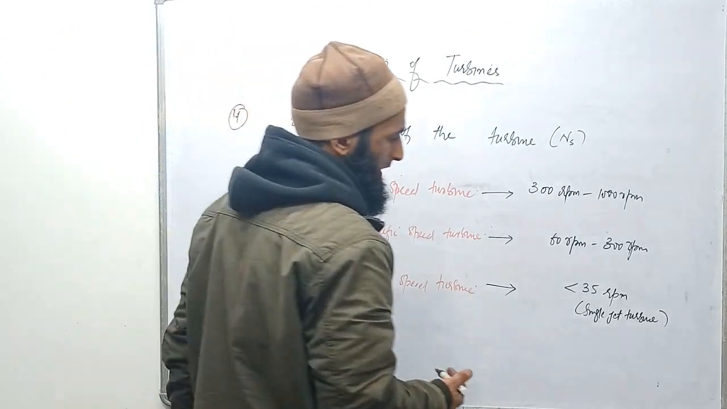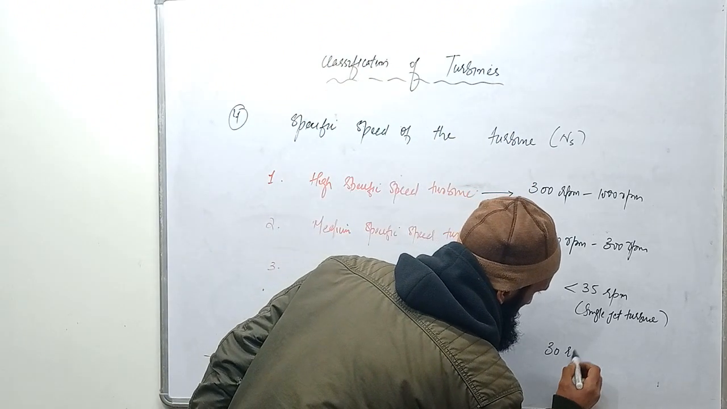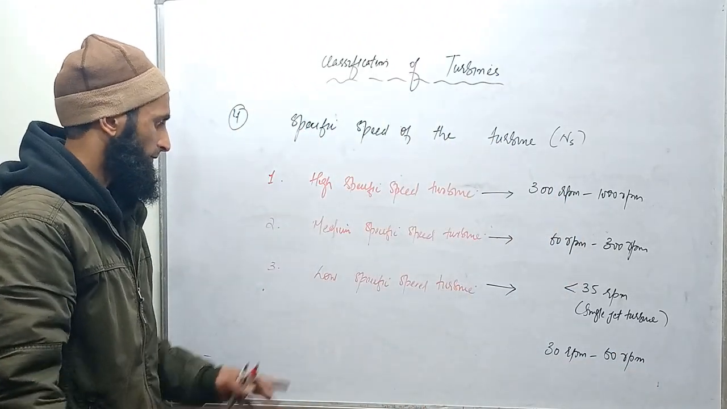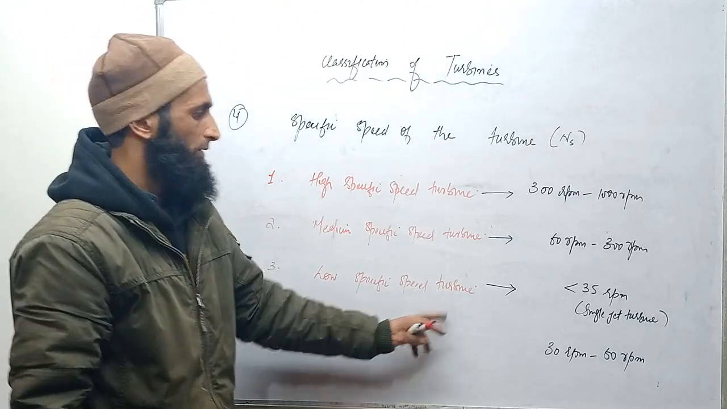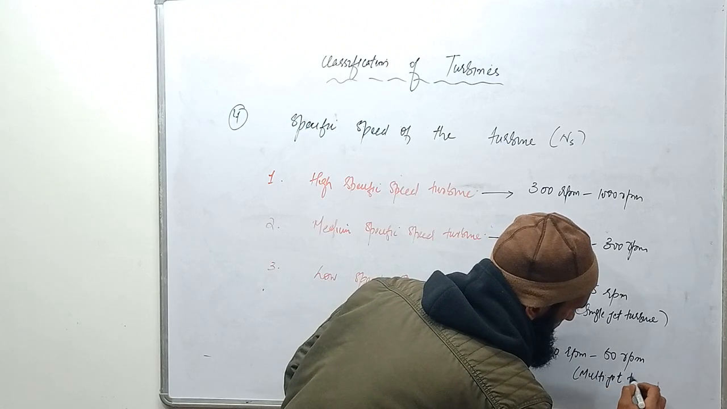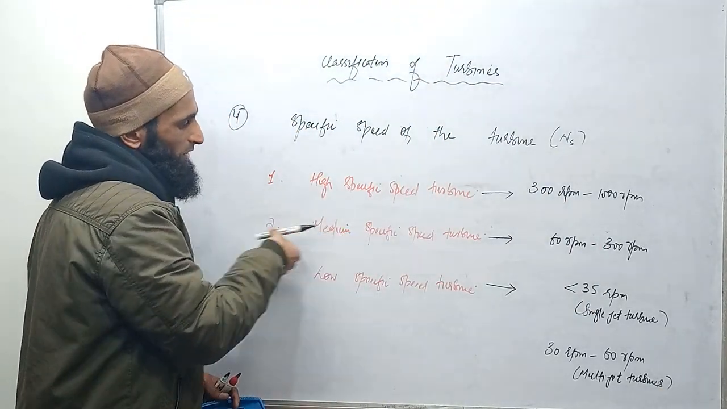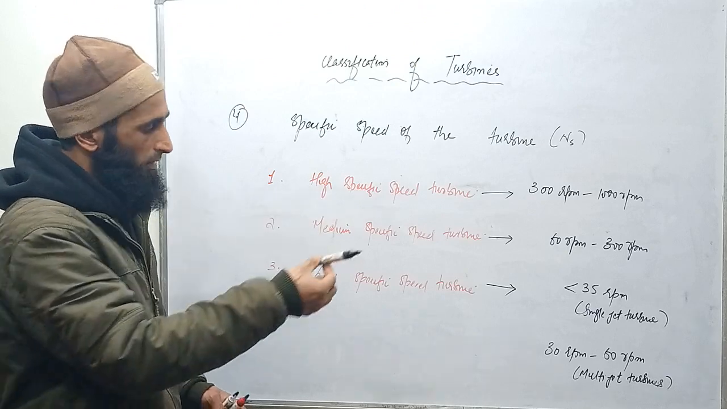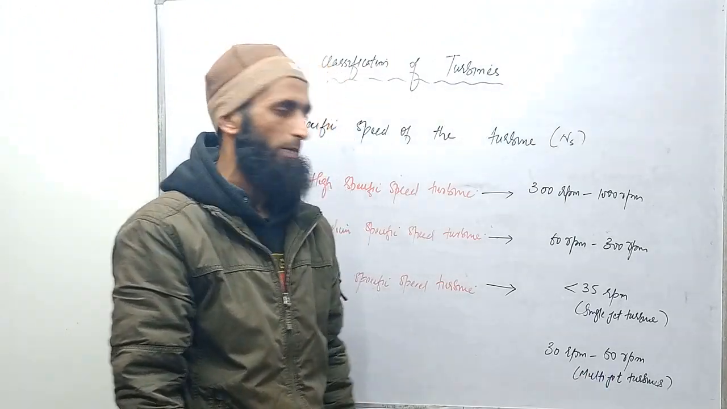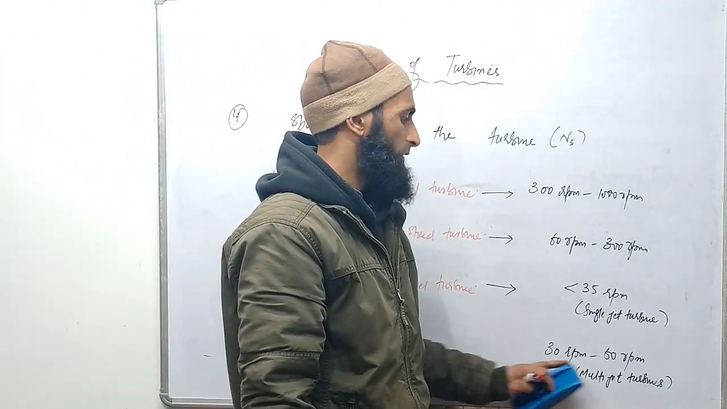And in case of multi-jet turbines, specific speed is from 30 rpm to 60 rpm in the low specific speed case. Single jet means only a single jet is striking the vane of the turbine. When more than one jet is striking the vane of the turbine, that is known as a multi-jet turbine. For multi-jet turbines, low specific speed is from 30 to 60 rpm.